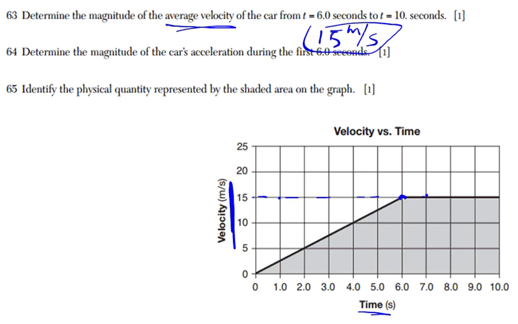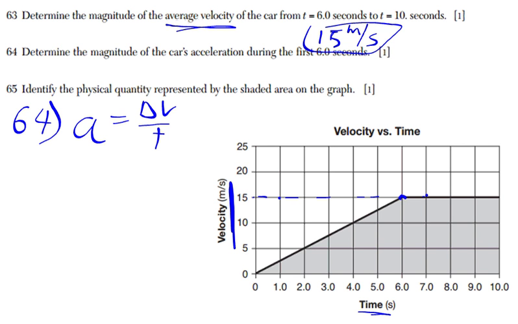64. Determine the magnitude of the car's acceleration during the first 6 seconds. So 64, a couple ways you can do this. One way that you could do that was you say, all right, we're looking at the acceleration. What's the equation we know for acceleration? How about a equals delta v over t?